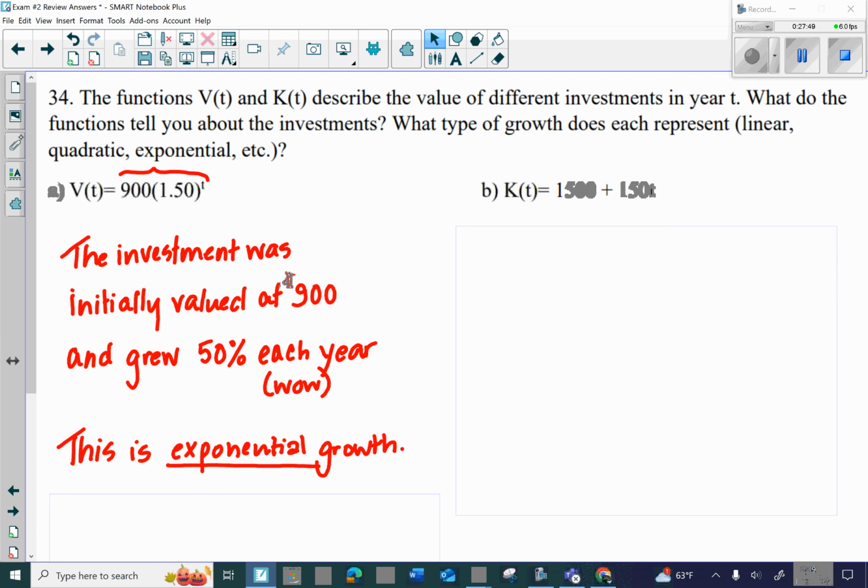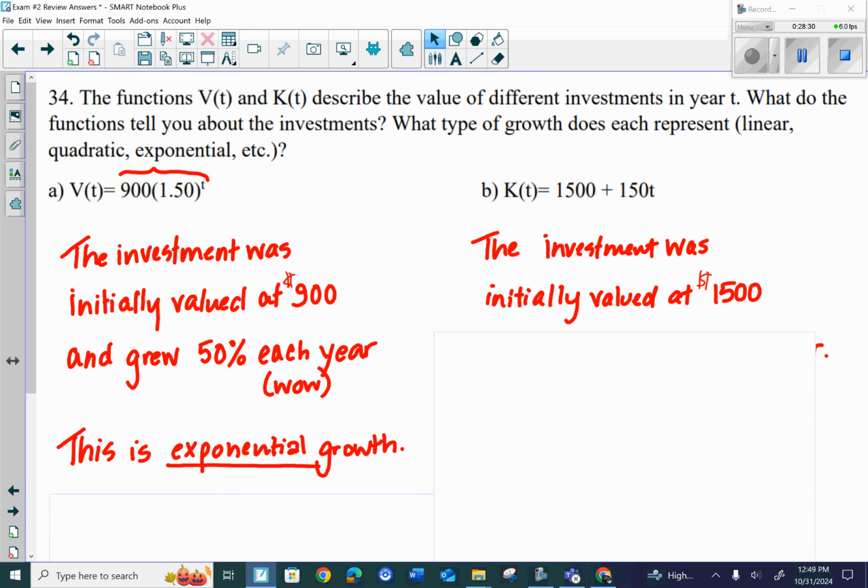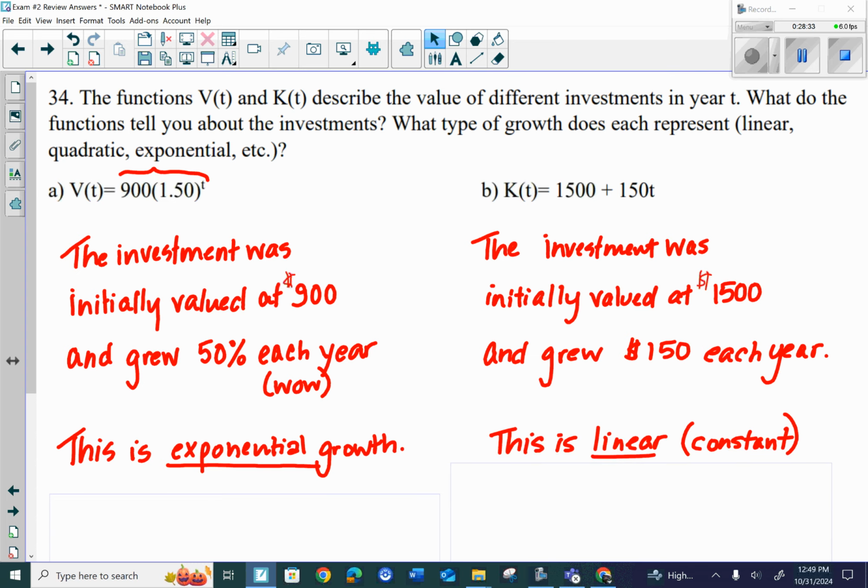Part B, k of t is equal to 1500 plus 150t. So this is not exponential, and it is not quadratic. It doesn't follow the model ax squared plus bx plus c, or ax squared. So it is linear. We see linear constant growth, 150. That's the definition of a line: constant growth, not constant growth rate, but a constant growth. I mean, the growth rate is a percentage. So this is linear, and this investment initially started at $1,500 and then grew by $150 each year. Okay, that's linear or constant.